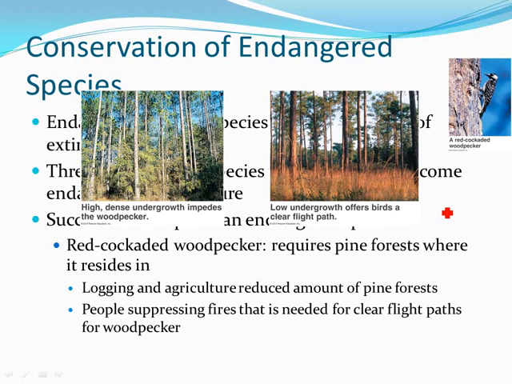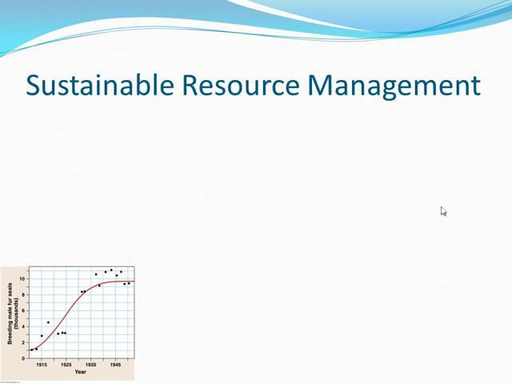So what happened is that this is a success story. We ended up preventing logging, or preventing the cutting down of the trees, and at the same time, we stopped suppressing the fires, or we do controlled fires where we burn certain parts of it to clear it for these woodpeckers to fly through. And now they are having a recovery instead of being endangered the entire time.